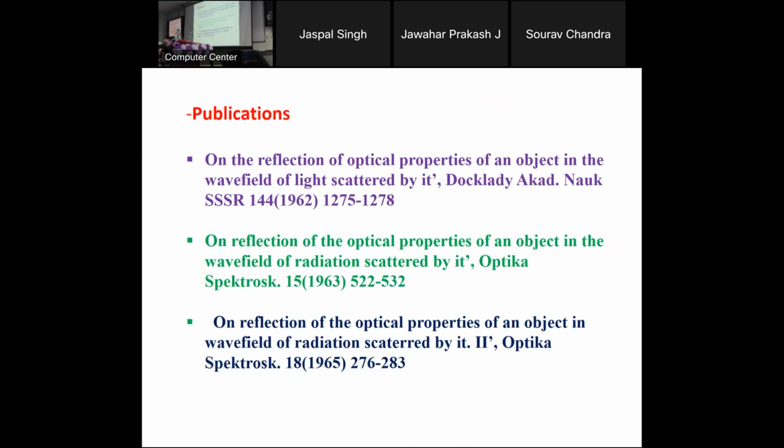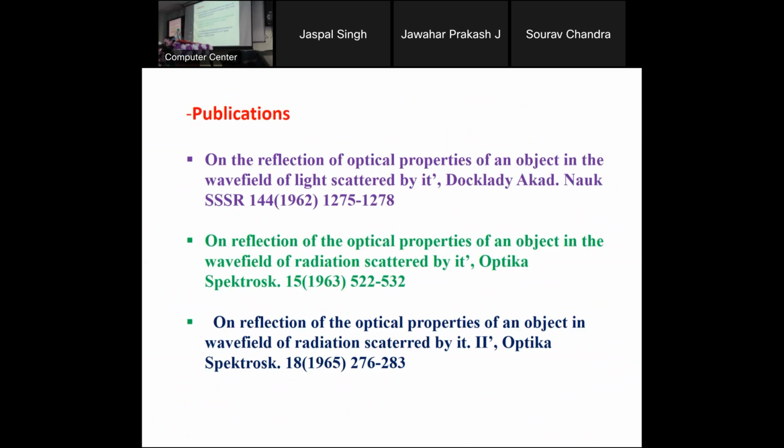So these were the three publications which are really seminal papers. On the reflection of optical properties of an object in the wave field of radiation scattered by it, created by the Optics and Spectroscopy Institute of Physics. The reference to the original paper: translations are available now.